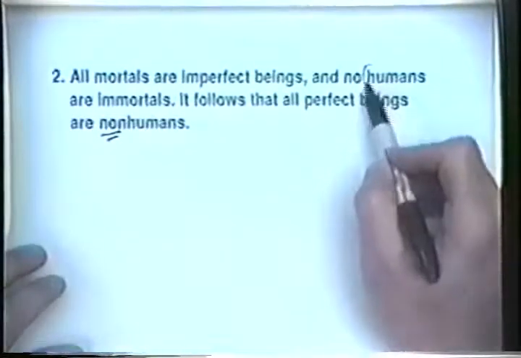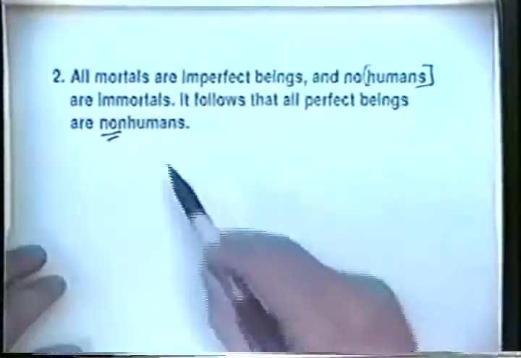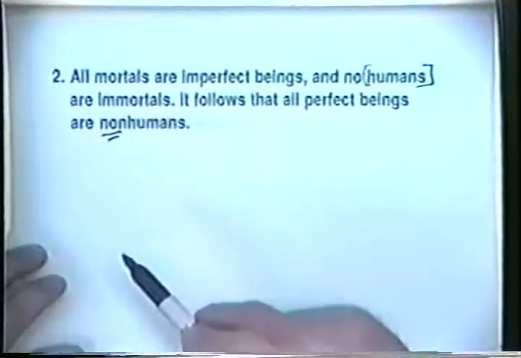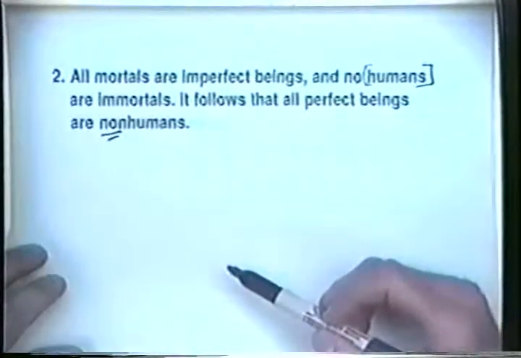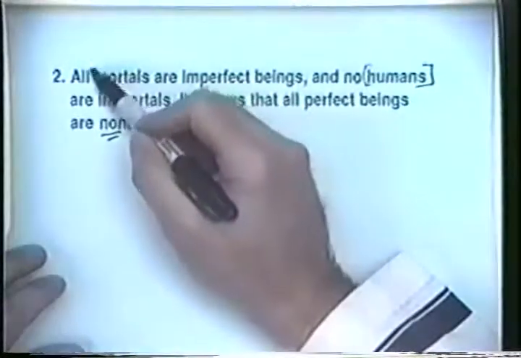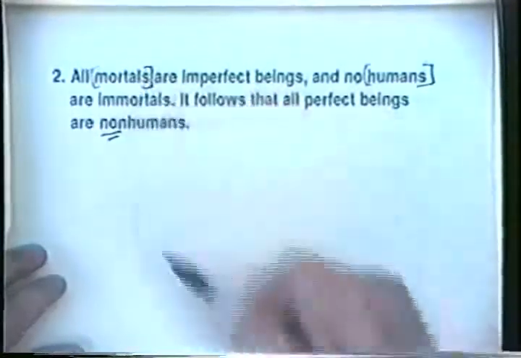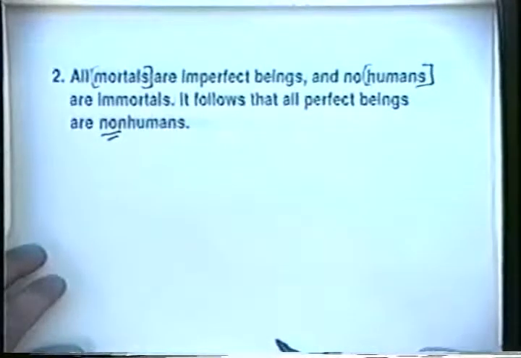So we want to keep human as one term. That means we'll have to change the conclusion around. Notice we have both mortal and immortal, so we have to decide which of those we want to keep. Mortal is the shorter term, so why don't we go with that? Let's see what we can do.